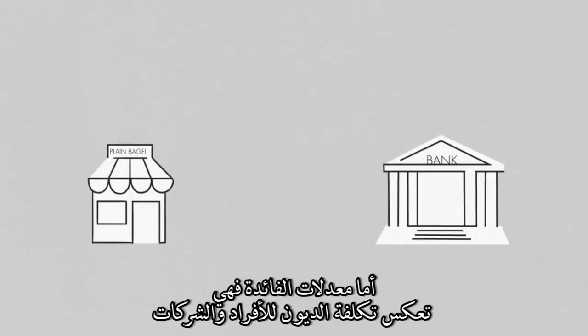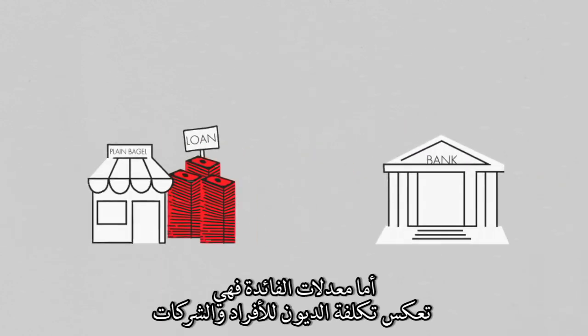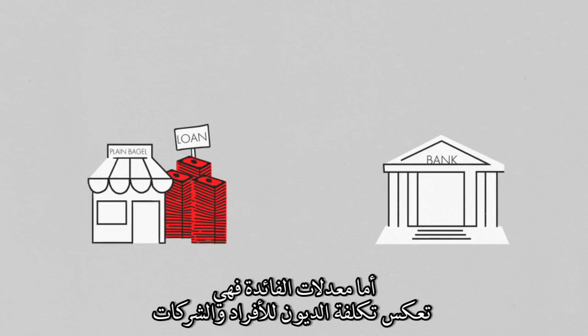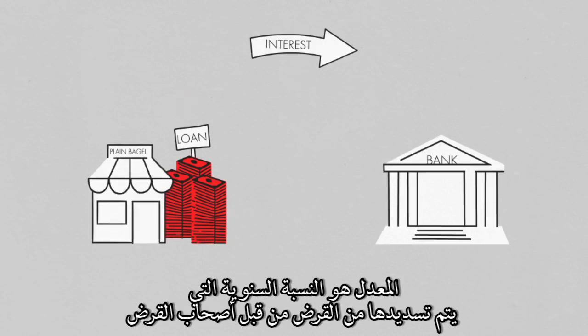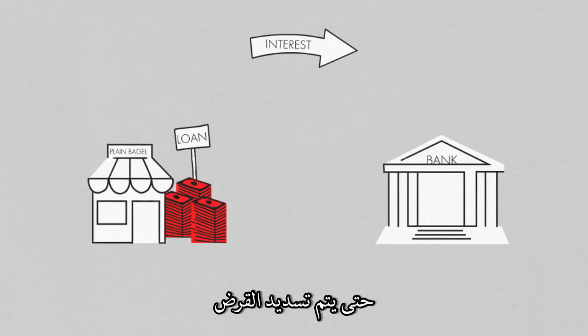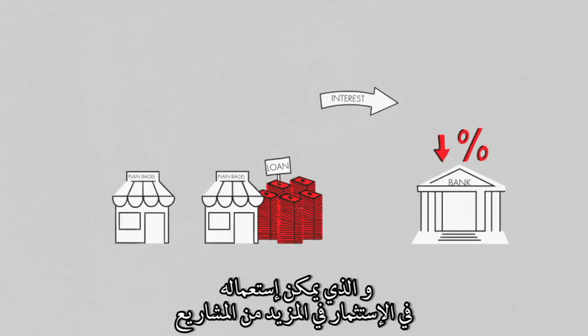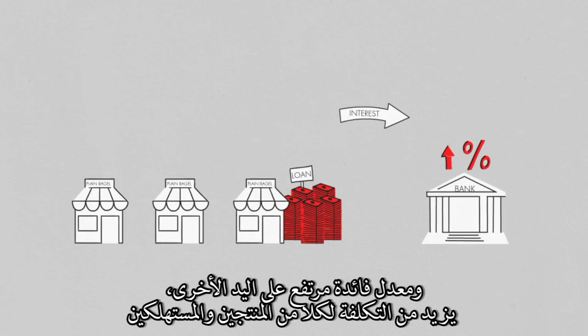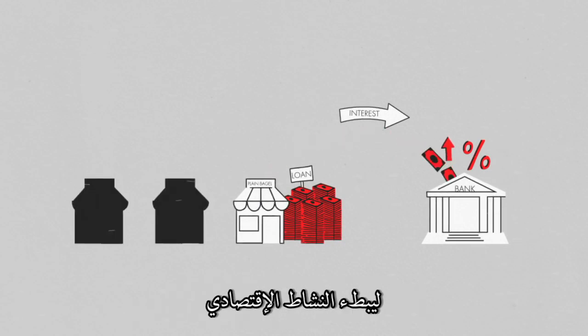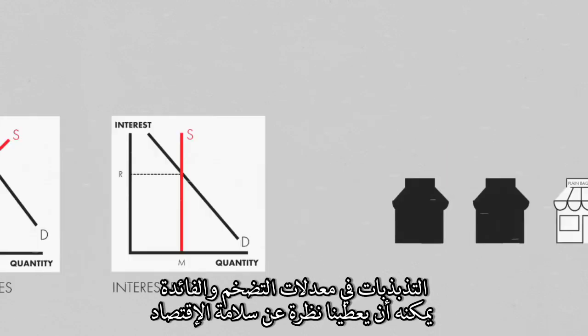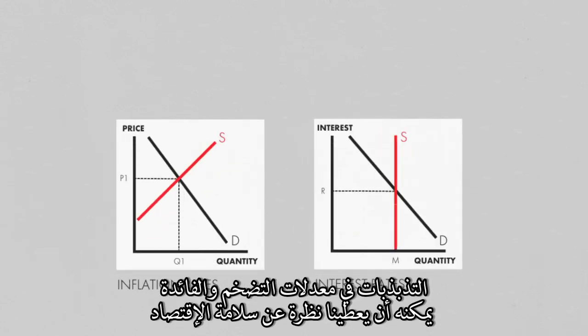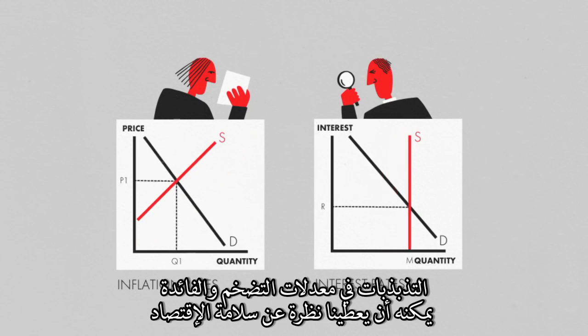Interest rates, meanwhile, reflect the cost of taking on debt for individuals and companies. The rate is typically an annual percentage of a loan that borrowers pay to their creditors until the loan is repaid. Low interest rates mean that companies can afford to borrow more money, which they can use to invest in more projects. High interest rates, meanwhile, increase costs for producers and consumers, slowing economic activity. Fluctuations in inflation and interest rates can give us insight into the health of the economy.